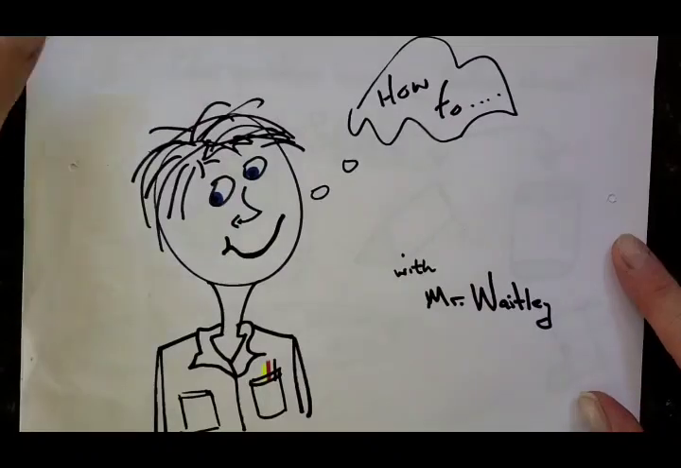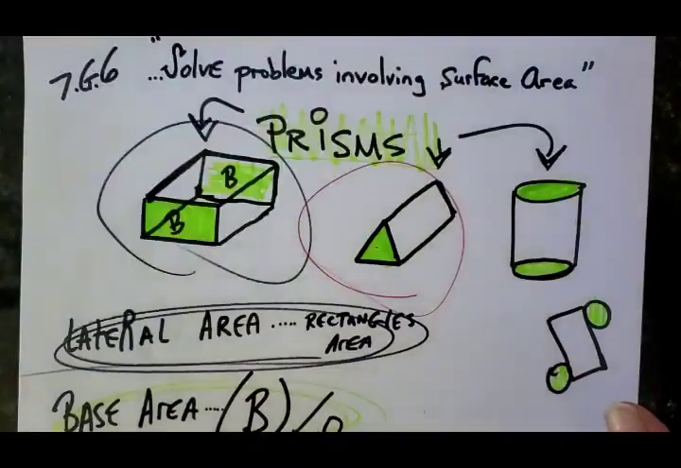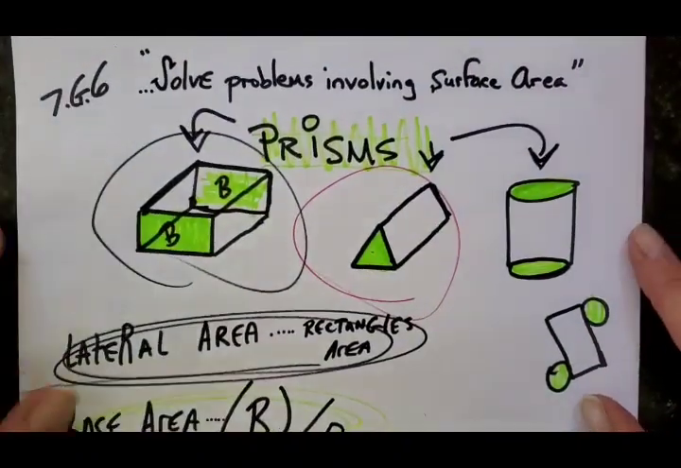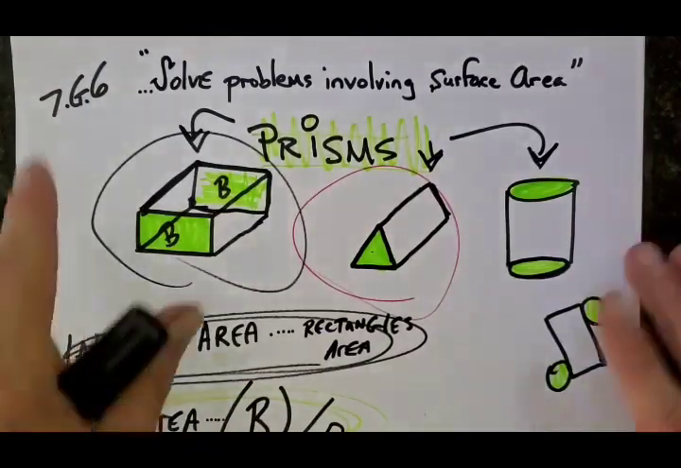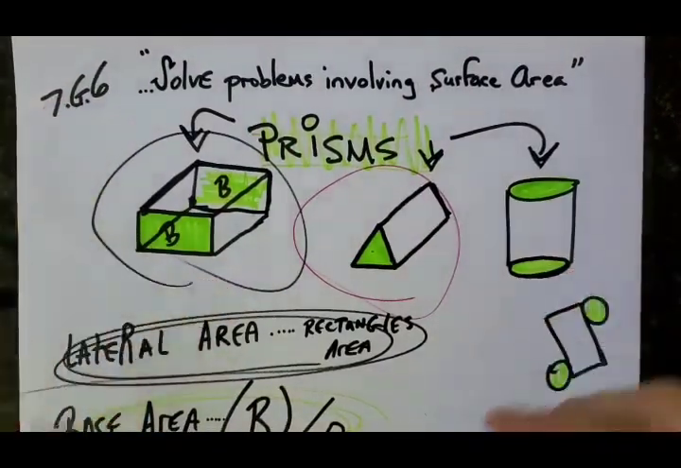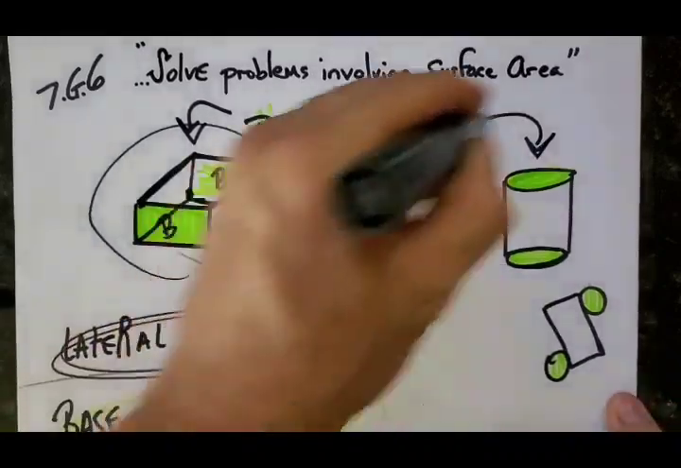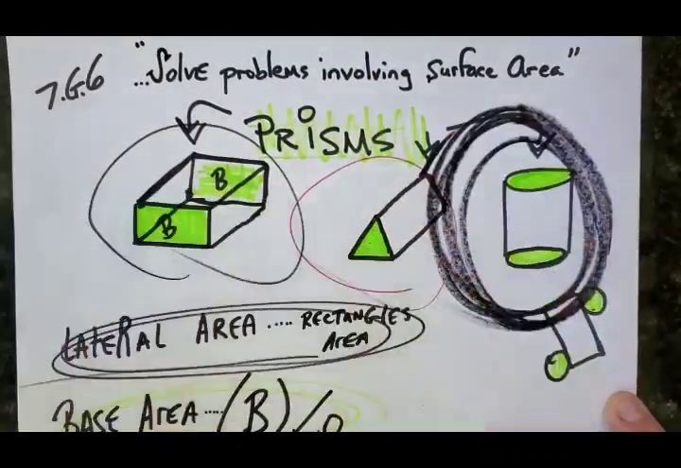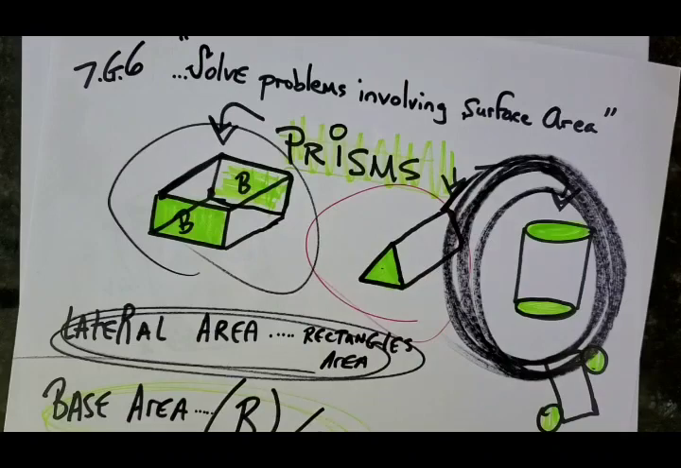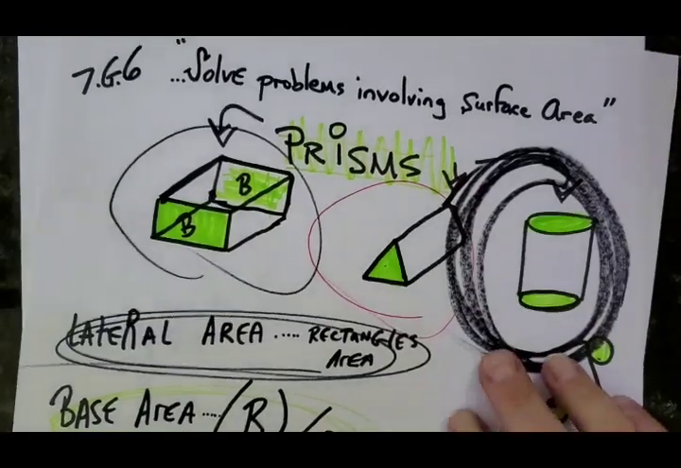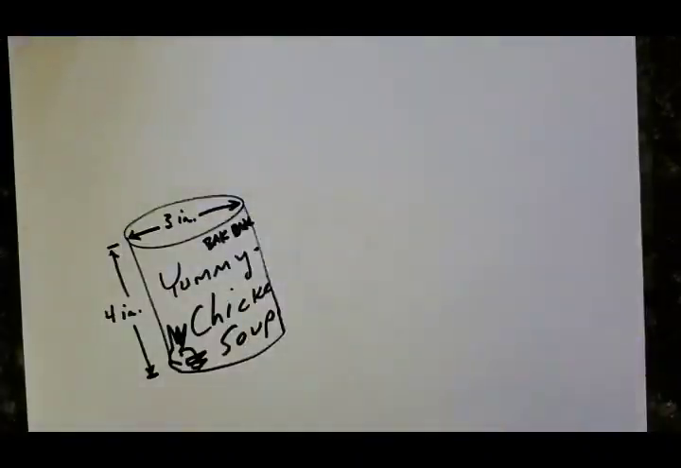I'm going to go over how to calculate the surface area of a cylinder. It's another extension of the standard 7.G. We're looking at cylinders today, okay? And we're going to find the surface area, the complete total outside area.